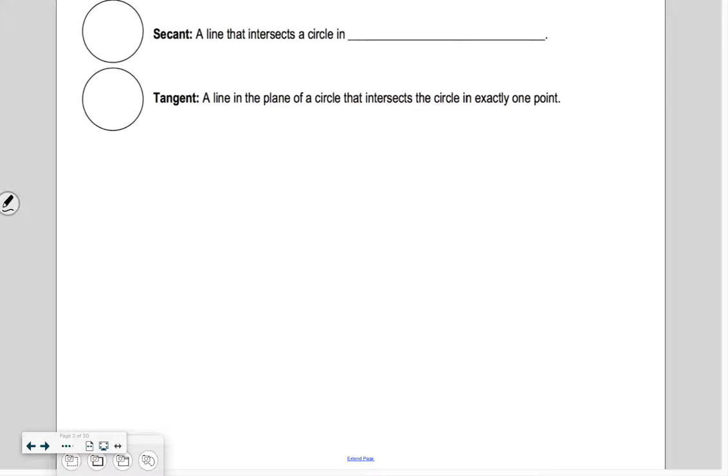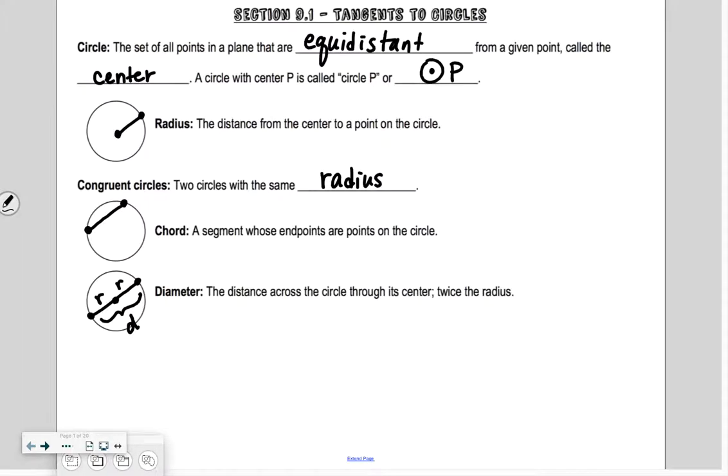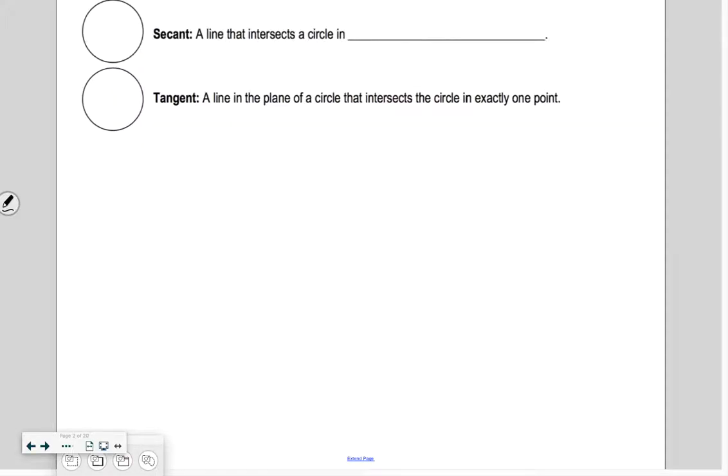All right, so a secant is like a chord, but it's not a segment. Previously, if you look at the definition of a chord, we said a segment. A secant is kind of an extension of a chord. It's going to be a line that intersects the circle in exactly 2 points.